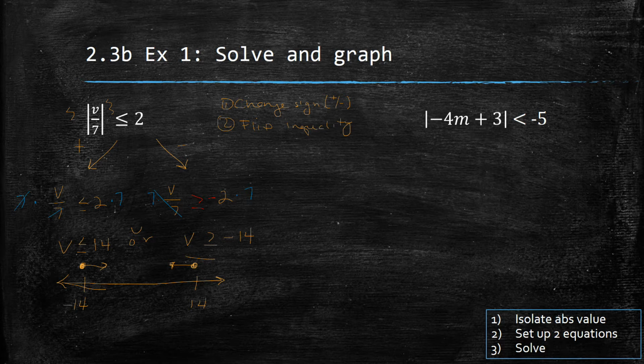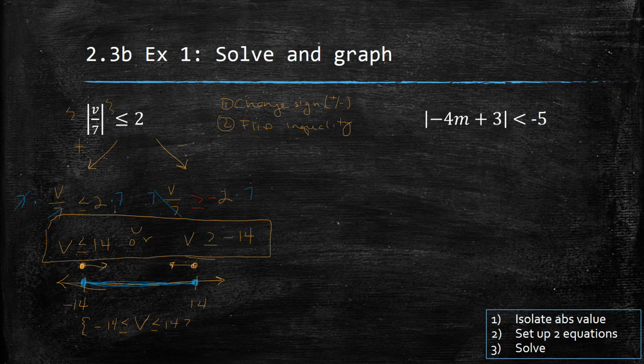and they're going to be bound by these endpoints over here. So your actual solutions that you're going to graph are closed circles at negative 14 and 14, and they're actually going to be connected. Okay, they're bound by those closed circles on either end. Okay, so that's your solution. Remember, you can write your solution set like this. You can write it as an inequality where v is less than or equal to 14, but greater than or equal to negative 14.